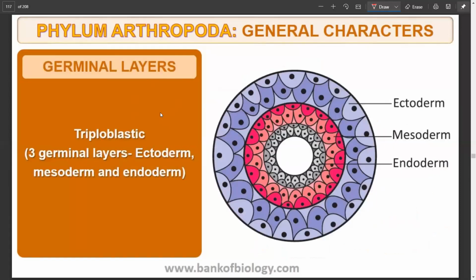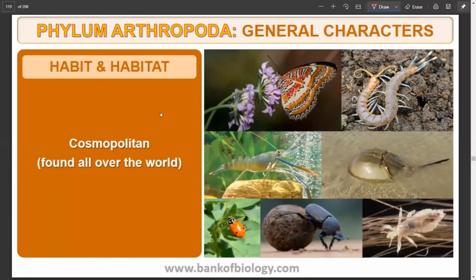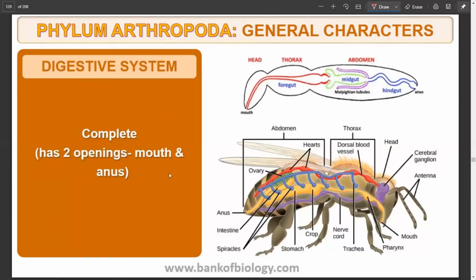Again, that is a standard feature almost, and from now on all the way till we finish. They are coelomate, that is, a true coelom is present, and they are cosmopolitan, found all over the world in almost all the habitats that you can think of. The digestive system is complete, with two openings, the mouth and the anus, and it is more well developed. You have the foregut, the midgut and the hindgut, as the body is divided into head, thorax and abdomen regions.